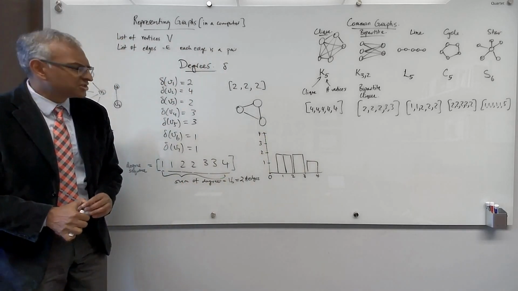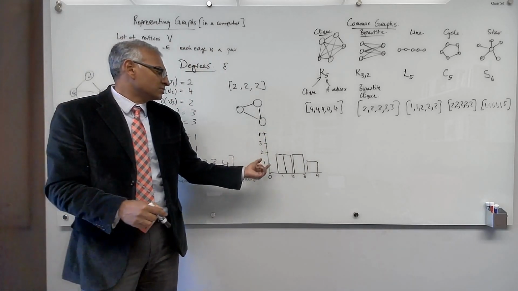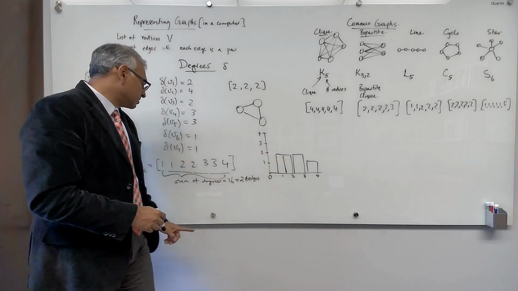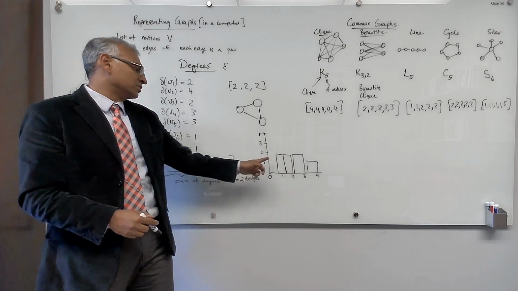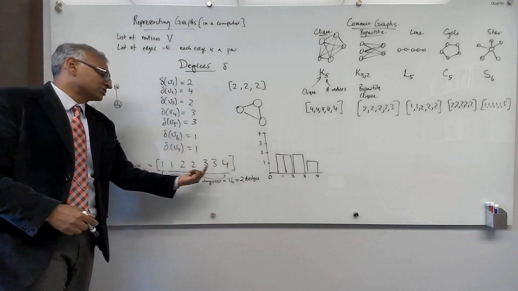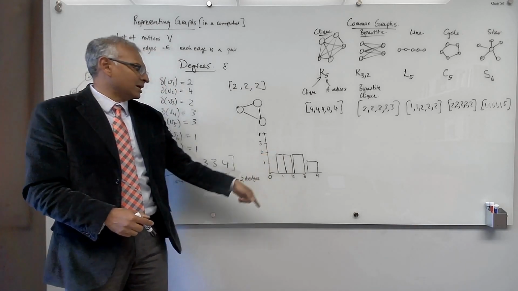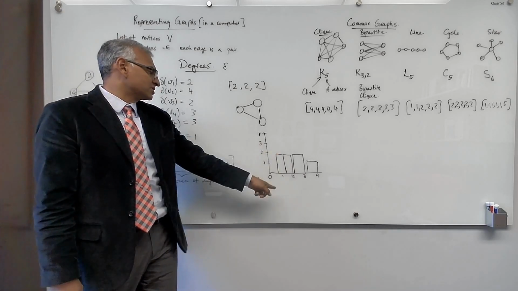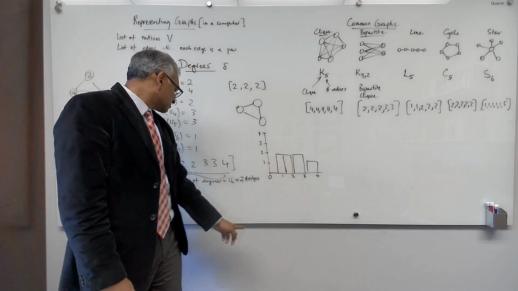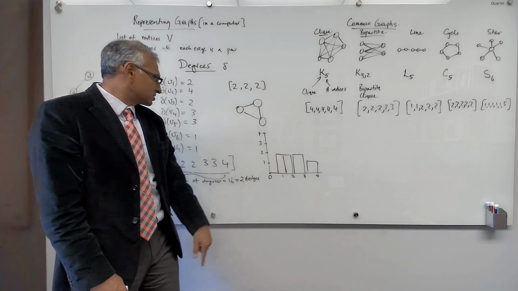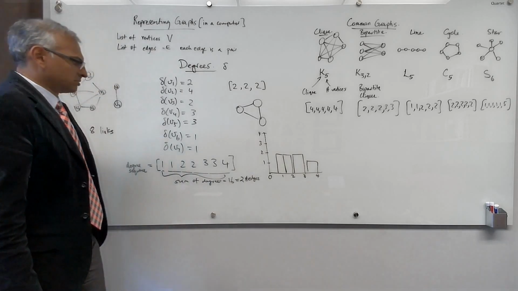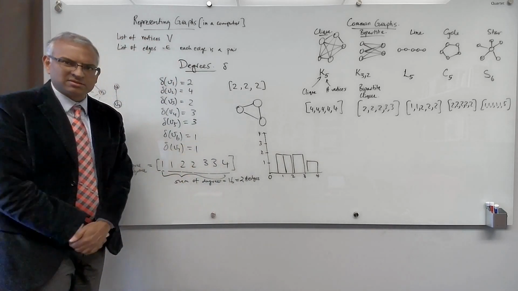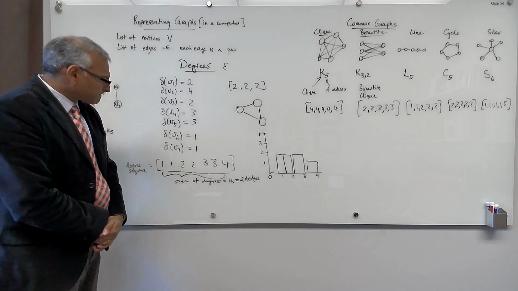So this bar chart represents the degree distribution. Sometimes we normalize the heights by the total sum of the degrees, and so this number would become 1 over 16, 2 over 16, 2 over 16, 2 over 16, and 1. Sometimes we normalize by a percentage.